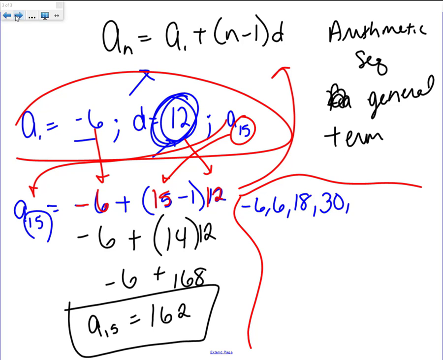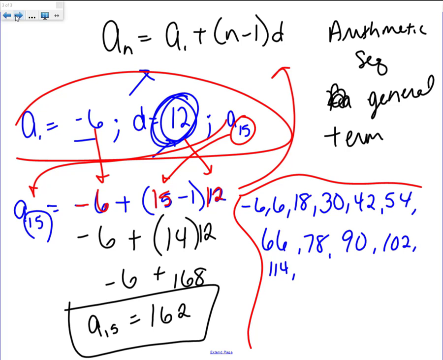And I get 30. I'm going to add 12 and get 42. I'm going to add 12 and get 54. I'm going to add 12 and get 66. Add 12 and get 78. Add 12 and get 90. Add 12 and get 102. Add 12 and get 114. Add 12 and get 126. Add 12 and get 138.